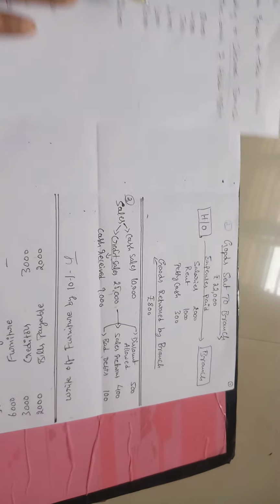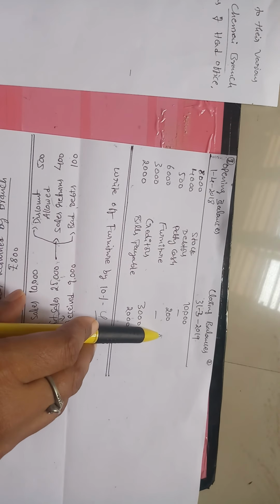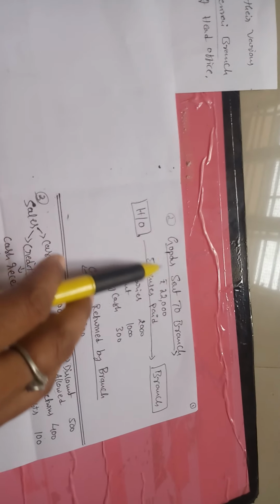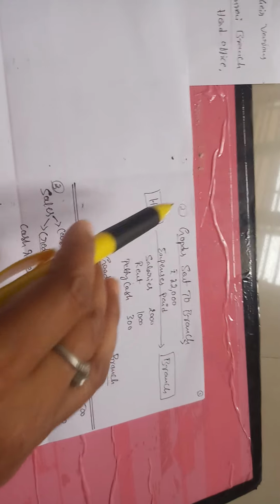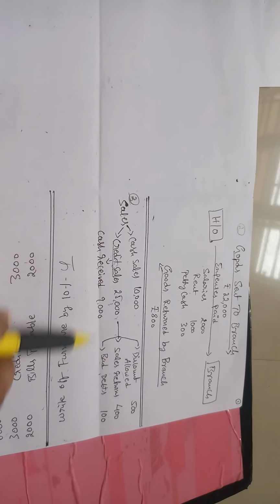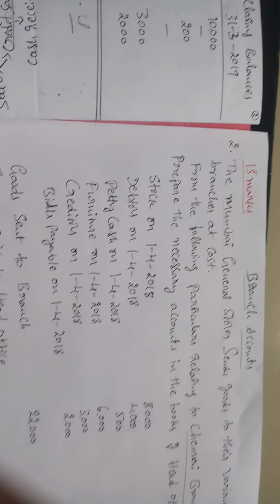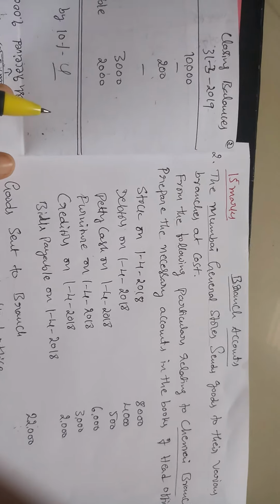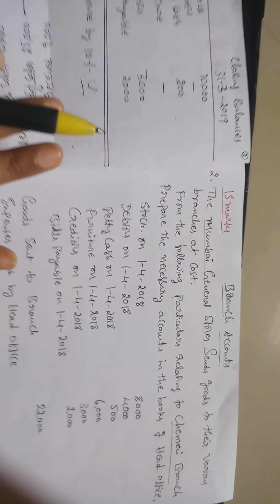So first, I did opening balance and closing balance. Second, goods sent to branch, related to the branch. Third, I did the debtors-related items. Right. In this video, we'll prepare the debtors account and branch account. Okay, so now I'll show you.